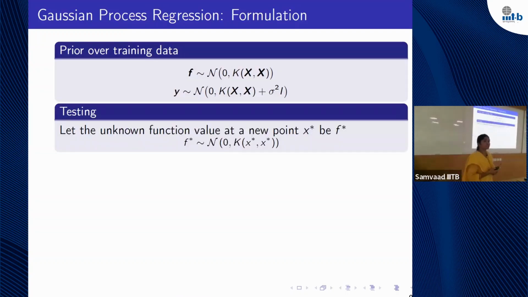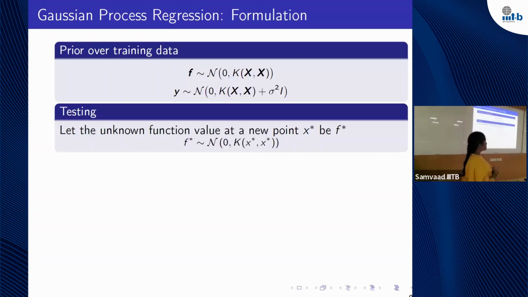And what do I do in prediction or in testing? If a new point x star is given to me, I'm going to find the distribution of f of x star. That is, let me represent f of x star as f star. So I'm going to find the distribution of f star. And since I have taken the prior on f to be Gaussian, with zero mean and this covariance, I can similarly consider f star to also belong to a Gaussian distribution with zero mean and variance.